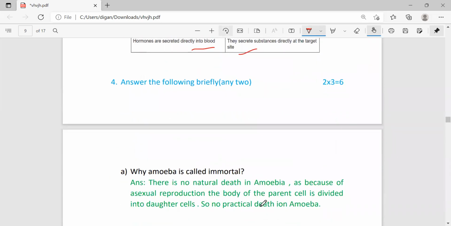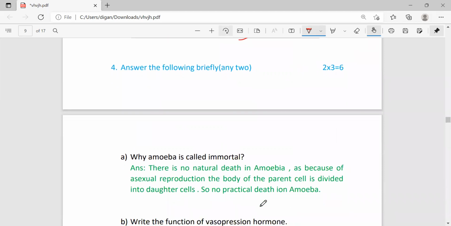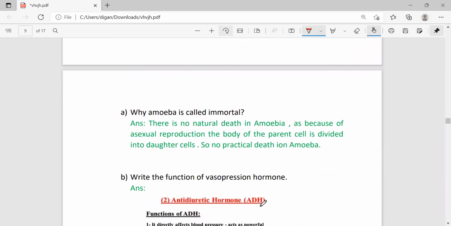Next, come to the question number 4. Each question is carrying 3 marks. First question is why amoeba is called immortal. Then you have to write there is no natural death of amoeba, because of asexual reproduction, the body of the parent cell is divided into 2 daughter cells. So no practical death of amoeba. Here is a spelling mistake, this should be "of".